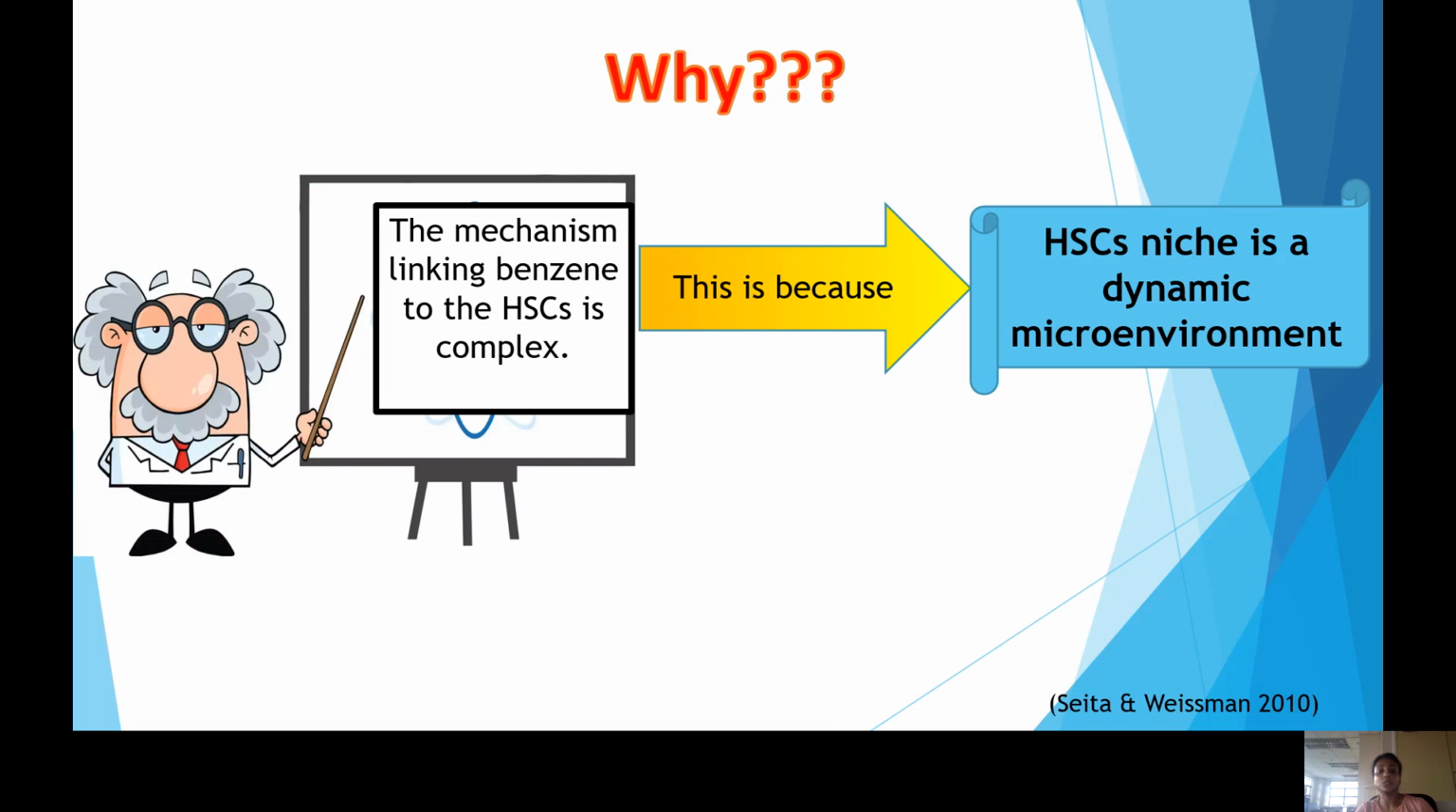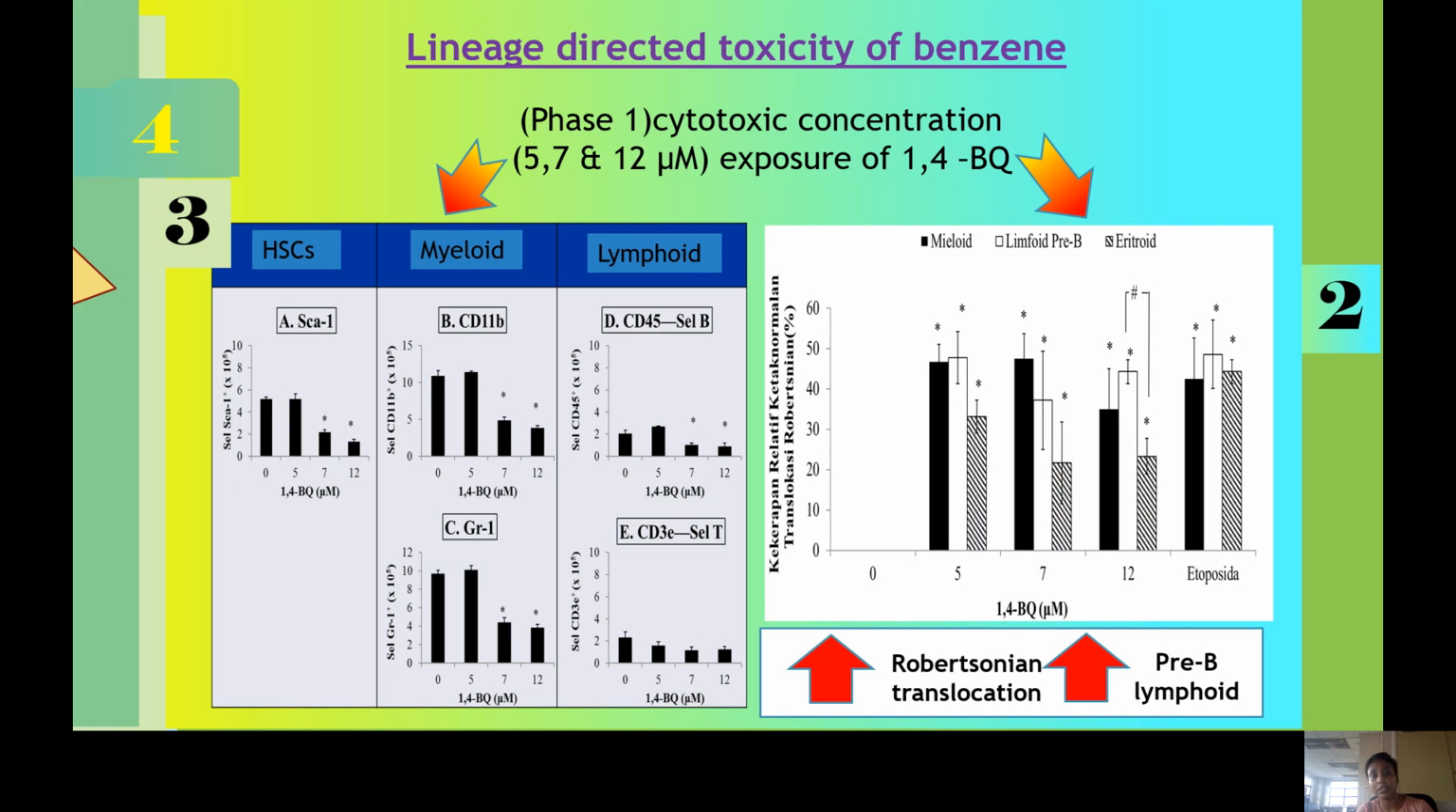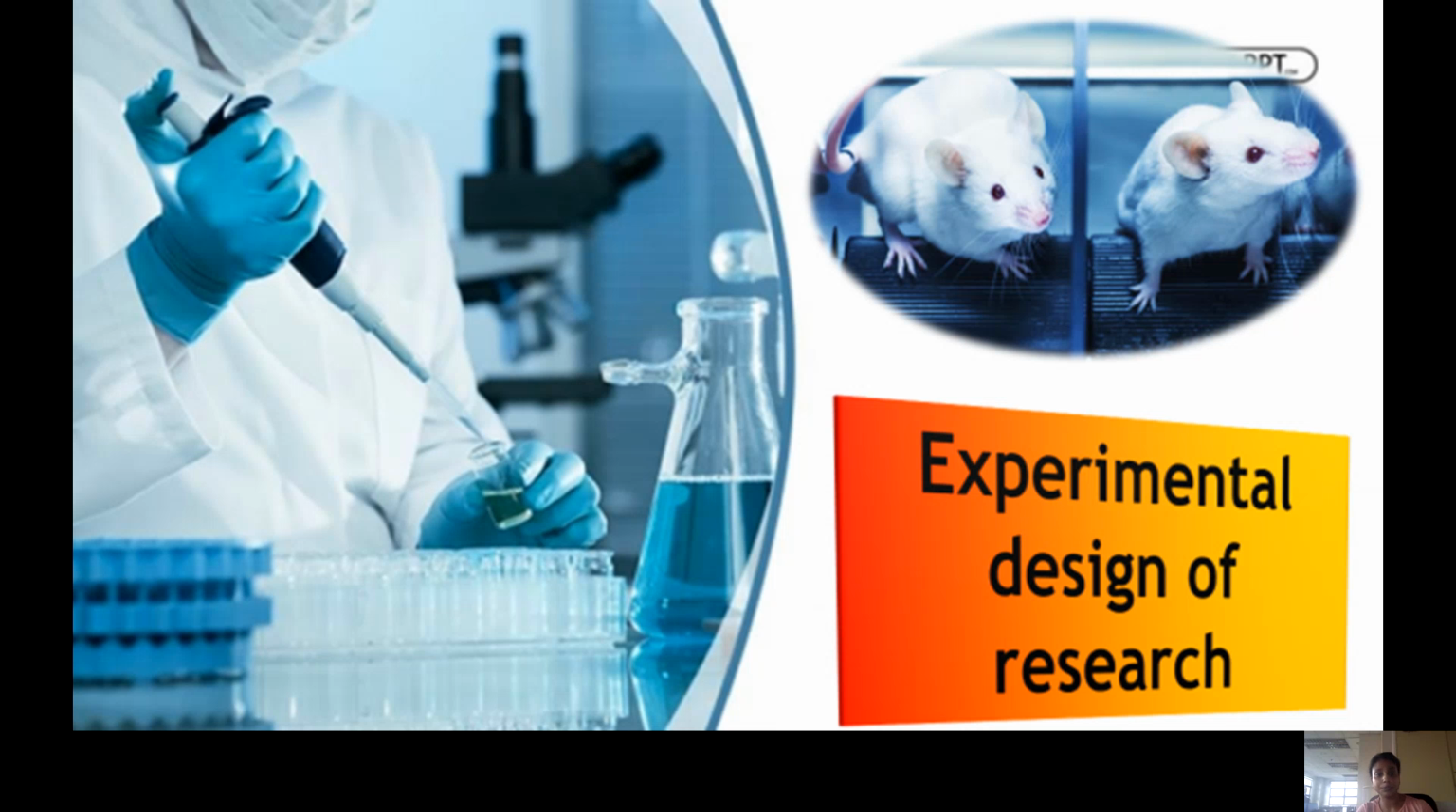It is very vital to study benzene toxicity in the hematopoietic system complex, because hematopoiesis consists of a niche. It's a dynamic microenvironment consisting of various types of progenitor cells which play an important role in production of mature blood cells such as lymphoid, myeloid, and erythroid cells. Apart from that, previous studies have reported lineage-directed toxicity of benzene, which occurs differently according to the different types of progenitors, such as myeloid, lymphoid, and also erythroid. Thus, it's very important to look at this lineage-directed strategy.